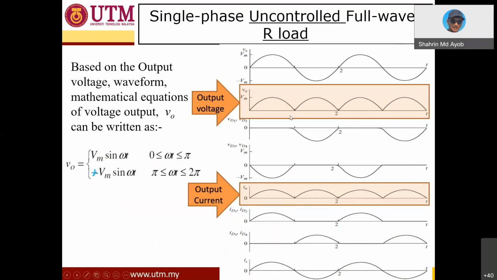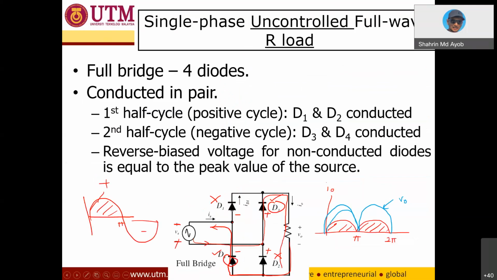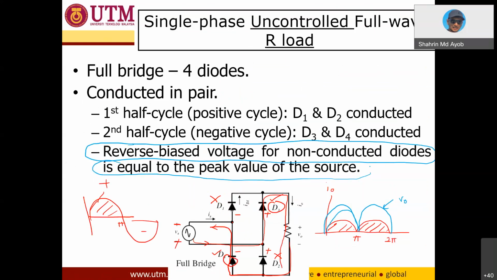Okay, so let's move on to the reverse bias voltage for non-conducting diodes, which is equal to the peak value of the source. So this reverse bias voltage is actually referring to the V blocking, which is referring to the V rating of the diode, right?